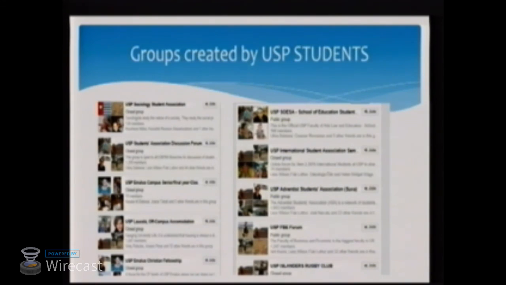Here we have groups created by USP students. There are some technologically aware students that have gone ahead in creating learning spaces to accommodate their learning needs, such as posting questions and sharing research that they find constructive and related to their links. What we see here is students have really taken the lead in using these platforms.